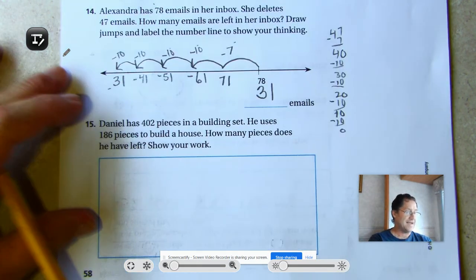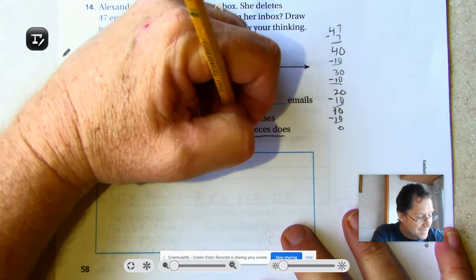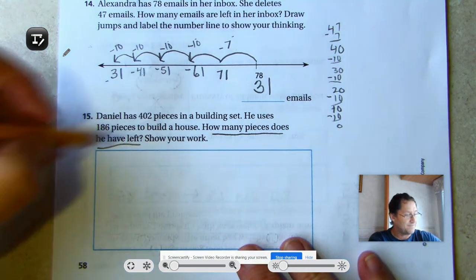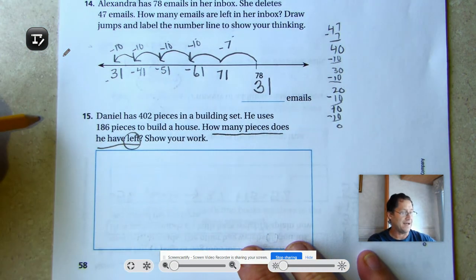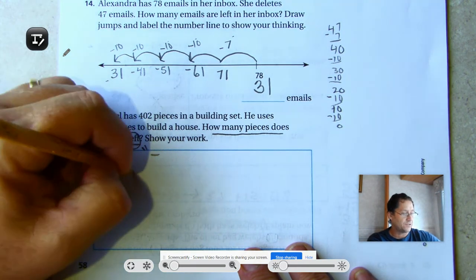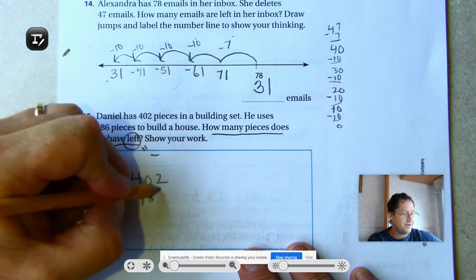15. Daniel has 402 pieces in a building set. He uses 186 pieces to build a house. How many pieces does he have left? All right, so that's my question. How many does he have left? That word there, left, means subtract. So he started with 402. And he used 186.